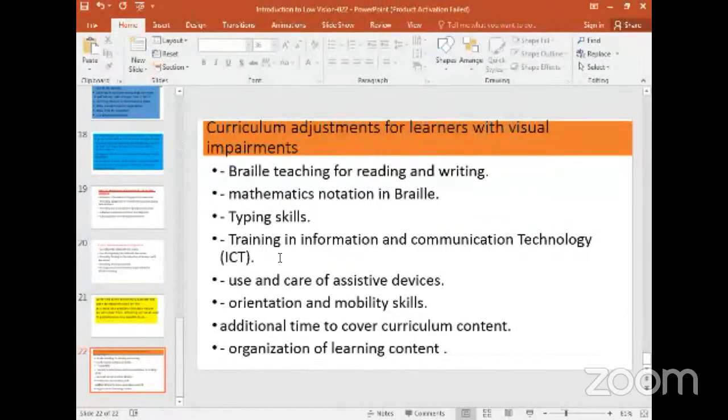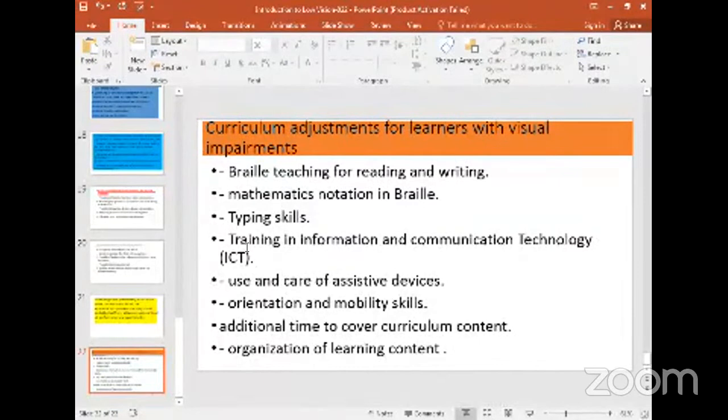So we talk about the curriculum adjustments for learners with visual impairments. One of the adjustments is the use of Braille for teaching reading and writing. For those with functioning visual acuity who are doing Braille, you have an added advantage because you are able to see. But remember, the VI have to depend on their touch to interpret.